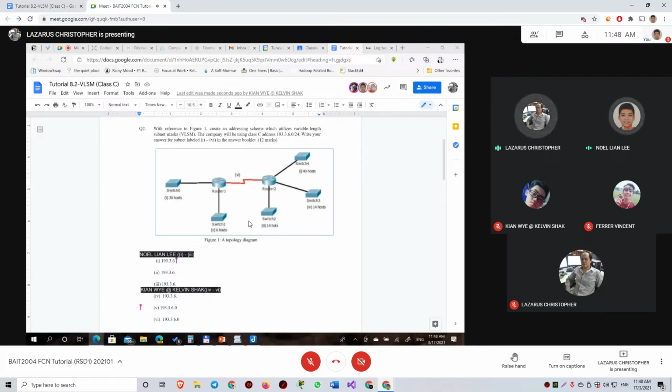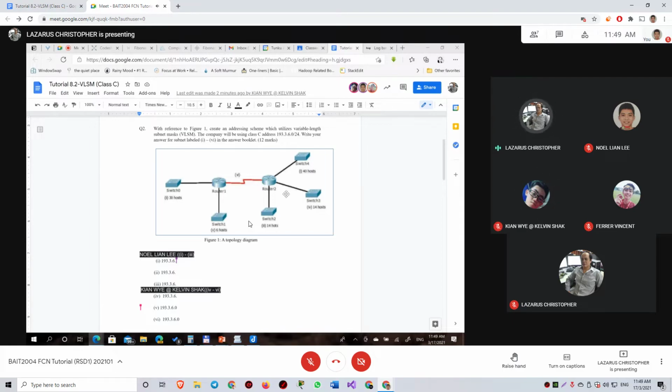Then try to solve the largest one. You can see here it is 40 hosts, so you try to solve 40 hosts first. How many bits do you need to borrow? That should still cover the 6 subnets, but the slash prefix you choose has to leave enough bits to cover 40 hosts. Then after 40 hosts, how many bits do you borrow for 40 hosts?